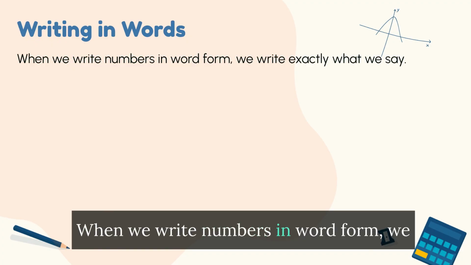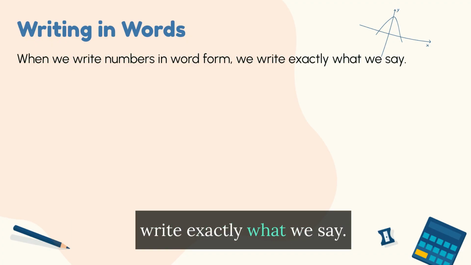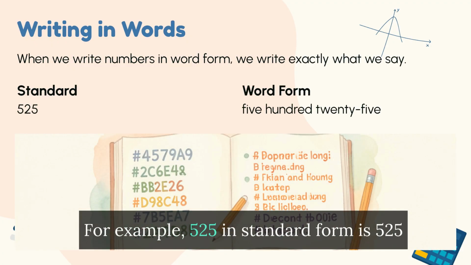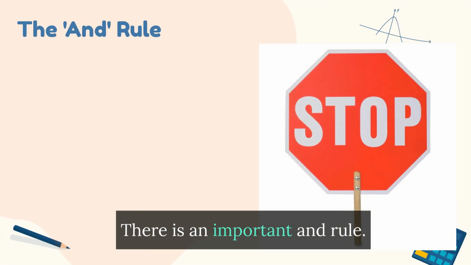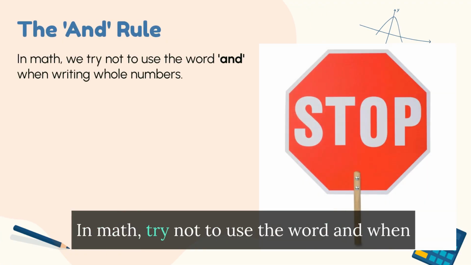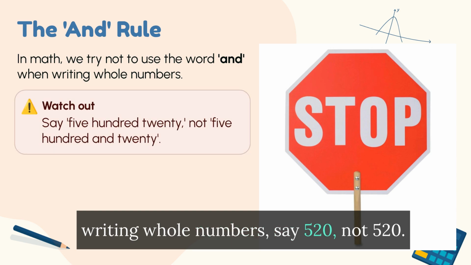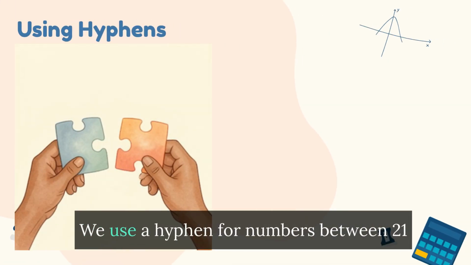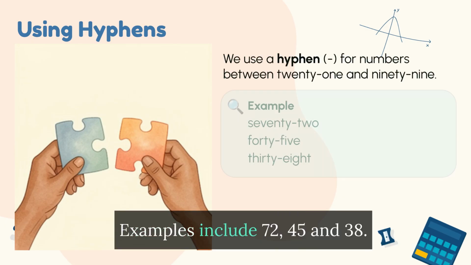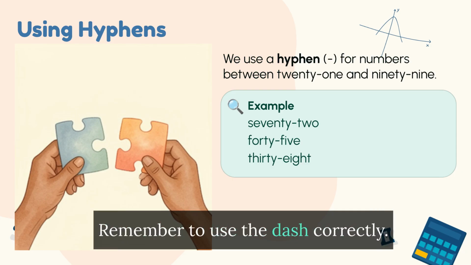When we write numbers in word form, we write exactly what we say. For example, 525 in standard form is five hundred twenty-five in word form. There is an important AND rule. In math, try not to use the word AND when writing whole numbers. Say five hundred twenty, not five hundred and twenty. We use a hyphen for numbers between 21 and 99. Examples include seventy-two, forty-five, and thirty-eight. Remember to use the dash correctly.